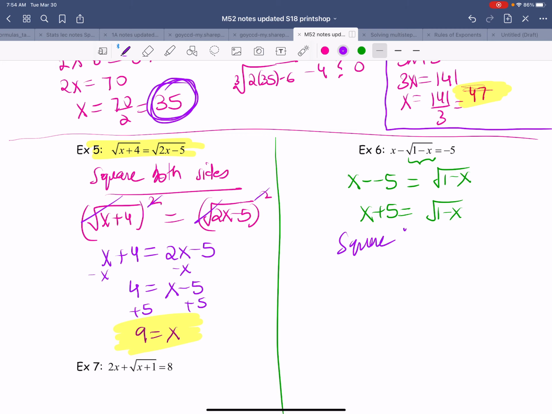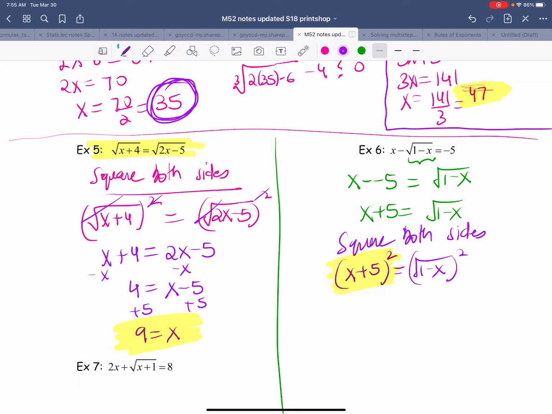Now we're going to square both sides. Okay, so we have x plus 5 squared equal to square root of 1 minus x squared. Now go ahead and square both sides. Very important to keep in mind, this is a binomial. It's not going to equal x squared plus 25.